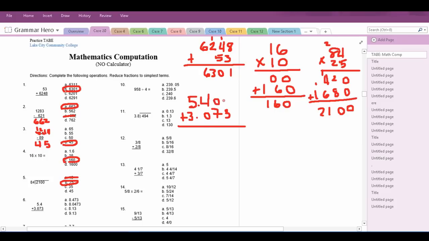Again, there's imaginary zeros here if you don't see anything there. So 0 plus 3 is 3. 0 plus 7 is 7. 4 plus 0 is 4. Bring down our decimal. 5 plus 3 is 8. So we got 8.437. Boom. A. Okay.